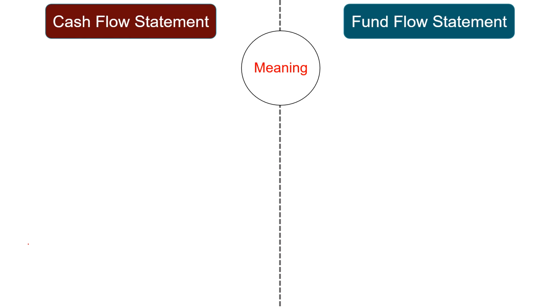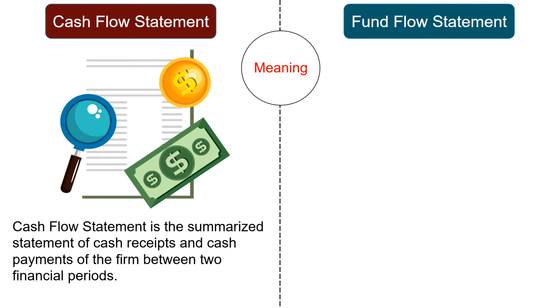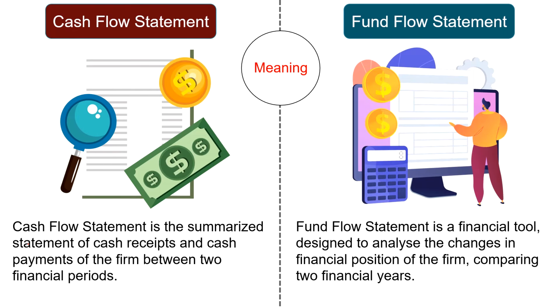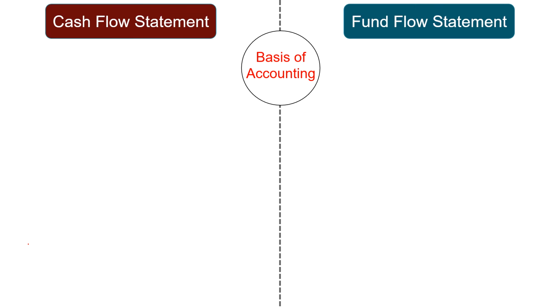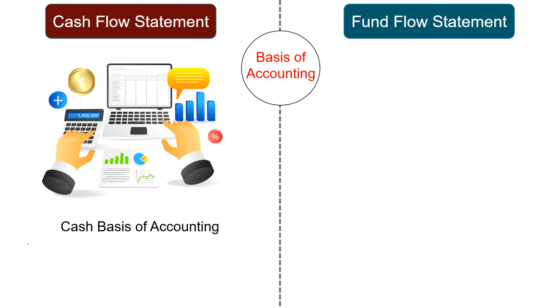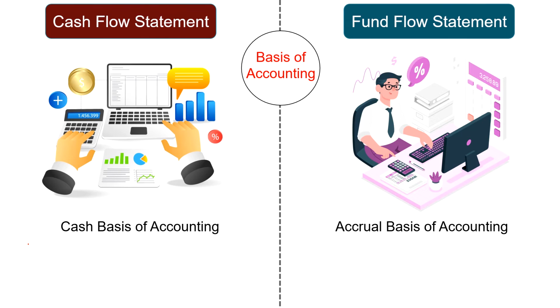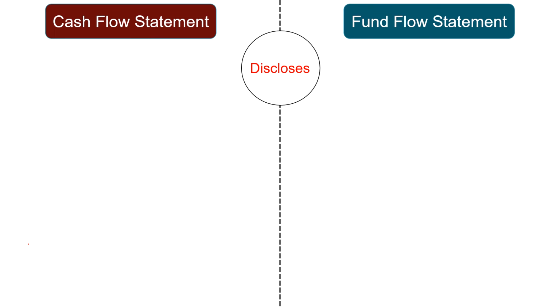Moving on to the difference between cash flow statement and fund flow statement. Cash flow statement is the summarized statement of cash receipts and cash payments of the firm between two financial periods. On the contrary, fund flow statement is a financial tool designed to analyze the changes in the financial position of the firm comparing two financial years. Basis of accounting. While cash flow statement uses cash basis of accounting, conversely, the fund flow statement uses accrual basis of accounting.